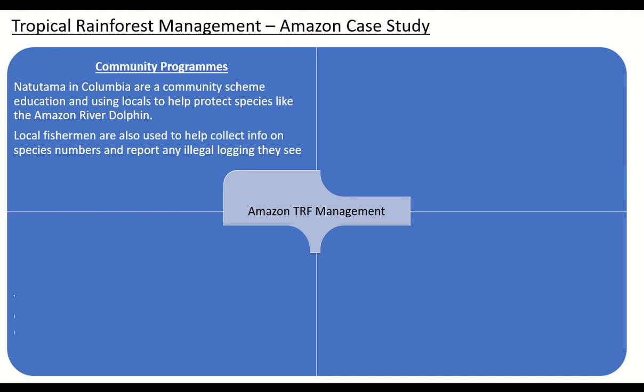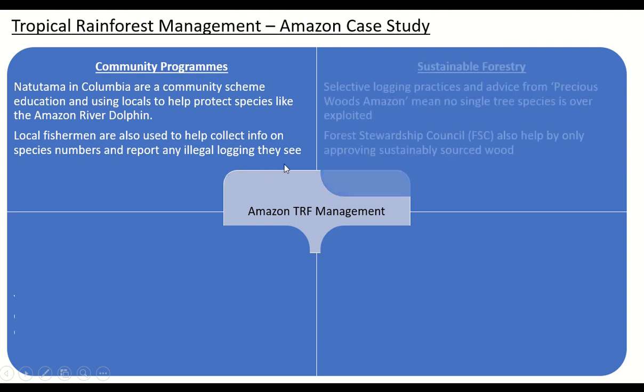And also they use local fishermen. Fishermen are used to help collect information about species and report any illegal loggers, because they use the waterways, they use the Amazon River. And the Amazon River passes through miles and miles and miles of rainforest. So if they see people logging, they can report it to the authorities and make sure that that kind of activity gets shut down.